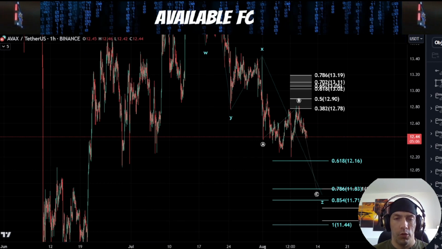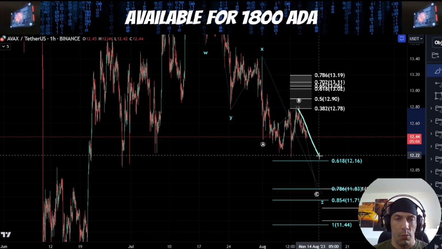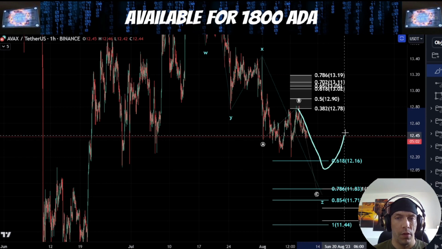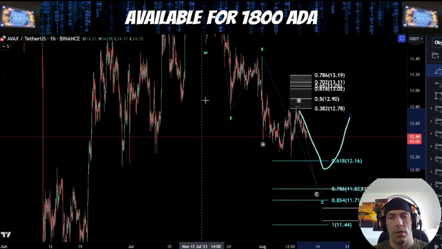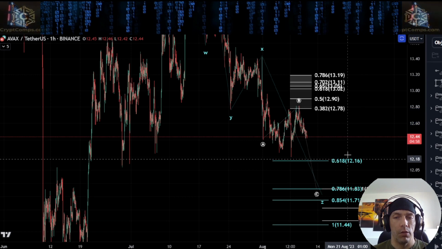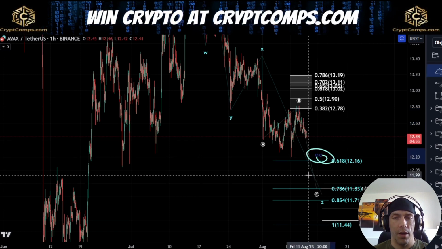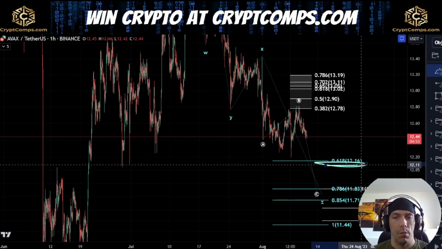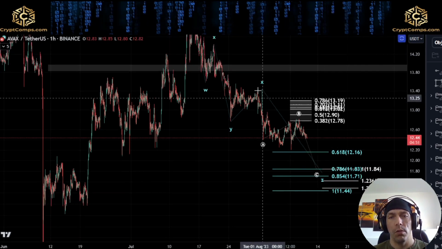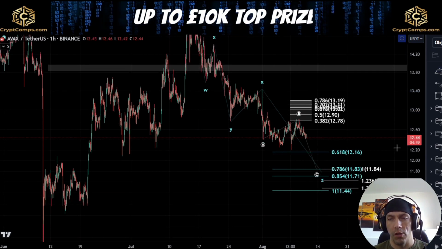If we do look to push down here one more time and we just see a move like this, which looks to find support and then move away, this could actually be that W, X, Y, X, and Z looking to complete earlier on here. So I'm going to be keeping an eye on this 0.618 because this is going to be the minimum requirement of this, and what we'd be saying is we want to see 3-wave structure down here.